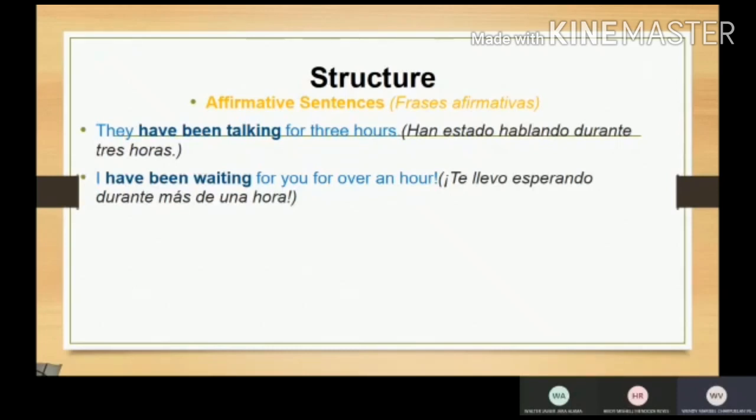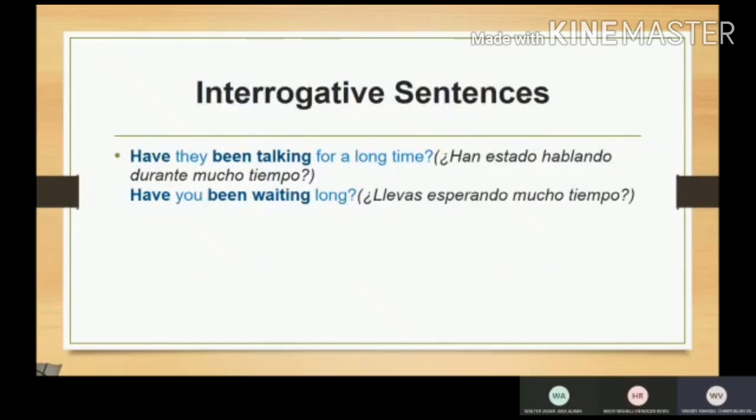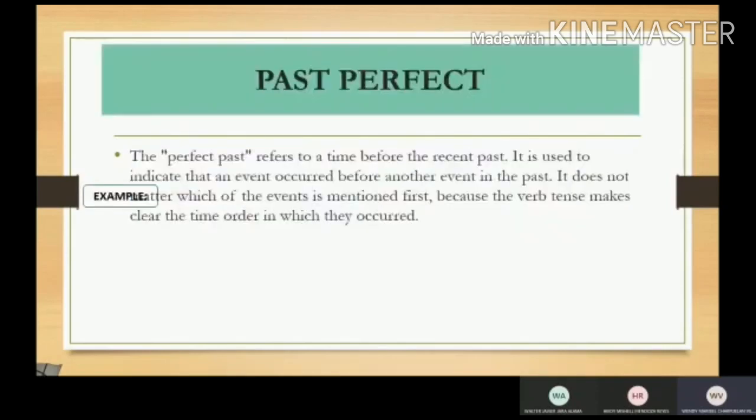Negative sentence: they have not been talking for more than a few minutes. Don't worry, I have not been waiting long. Interrogative: have they been talking for a long time? Have you been walking too long?